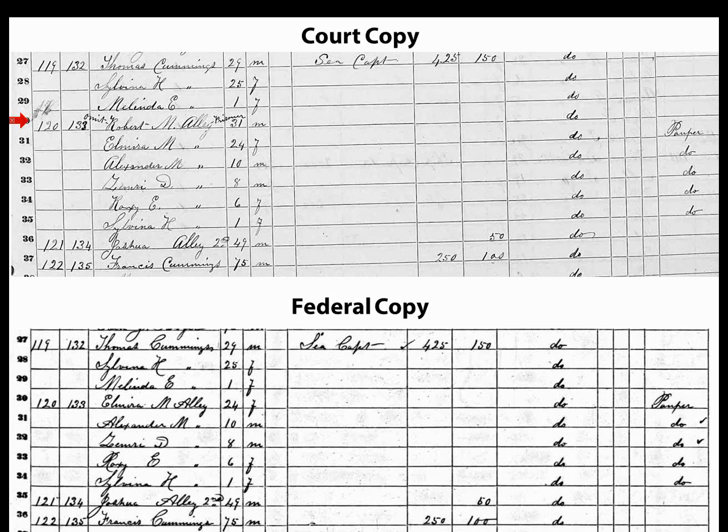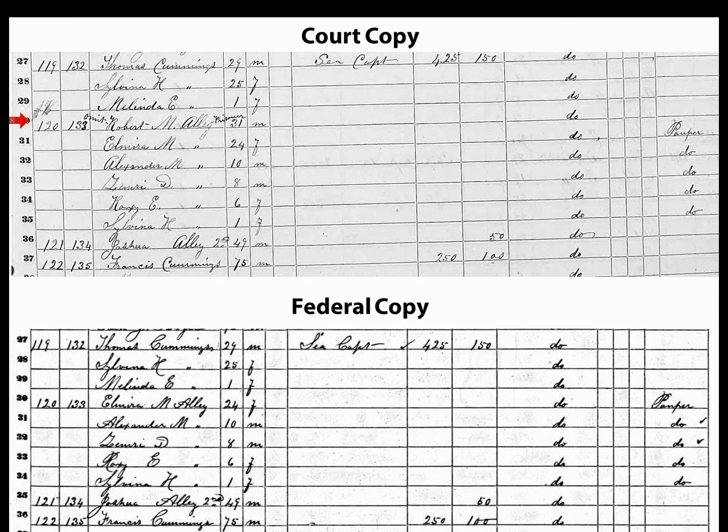So this is why it's always important to go to the original copy. And in some cases, you can find the court copy. They should still be at the county court level for anything that wasn't distributed in 1830. So from 1830 to 1880, any of those copies should be at the court.